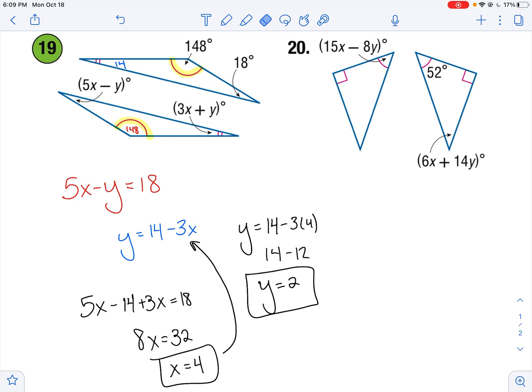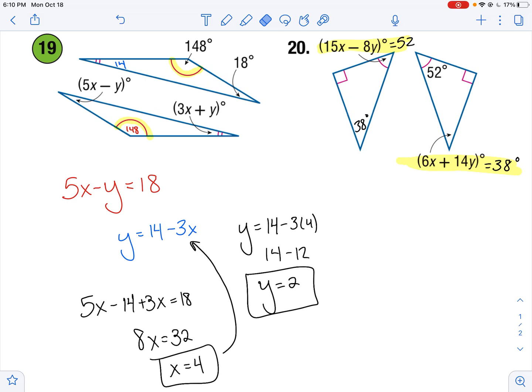All right, we're going to have to do the same thing here in number 20. Notice I have 90 degrees and 52 degrees, which means that this angle here must be 38 degrees. And this angle here must be 52, and this angle here must be 38. So now I've got two equations, and I'll do the same thing there.